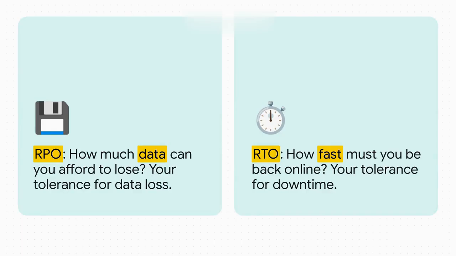First step, RPO, Recovery Point Objective. This is the big one. It answers the question, how much data can we actually afford to lose? Are we talking 5 seconds of transactions, 5 minutes, a whole hour? Then there's RTO, Recovery Time Objective. This one's about speed. How fast do we need to be back up and running? Is it 30 minutes? 2 hours? I'm telling you, these 2 numbers, they dictate everything you're about to do.